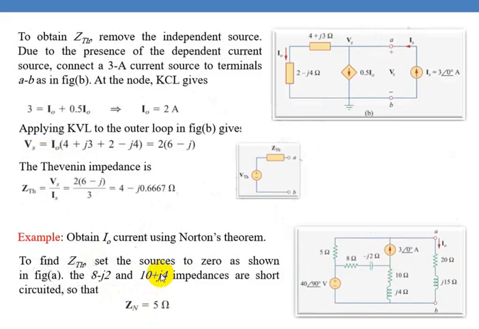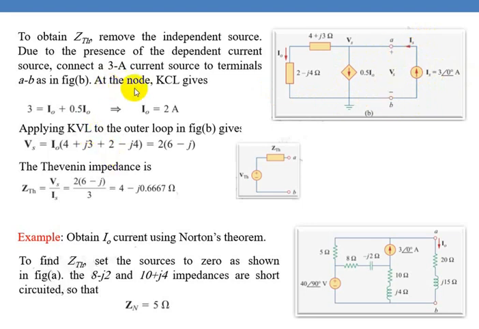Then to find ZTH, a 3 ampere current source is connected here. You can even connect a 1 ampere current source. Here in this circuit we have connected a 3 ampere source. That current is called IS. Now solve this circuit, find Vs and Is. Is we already know. If you divide Vs by Is, you will get the equivalent impedance of the network across the terminals.